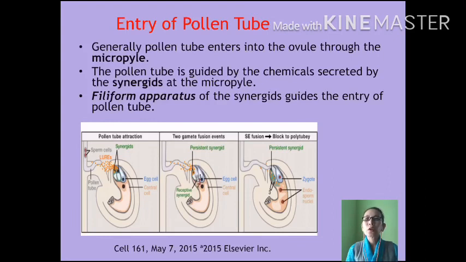There are also structures known as the filiform apparatus in the synergids, which also help in guiding the pollen tube's entry.